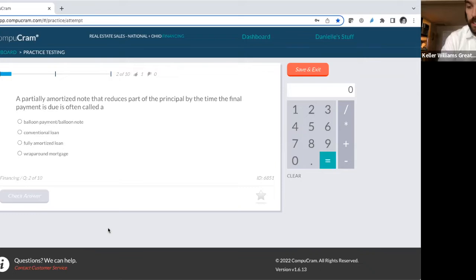All right, question number two: a partially amortized note that reduces part of the principal by the time the final payment is due is often called A, a balloon payment or balloon note, B, a conventional loan, C, a fully amortized loan, or D, a wraparound loan.